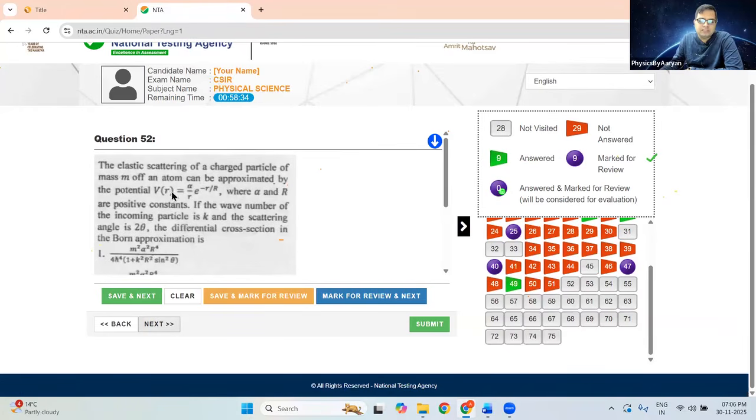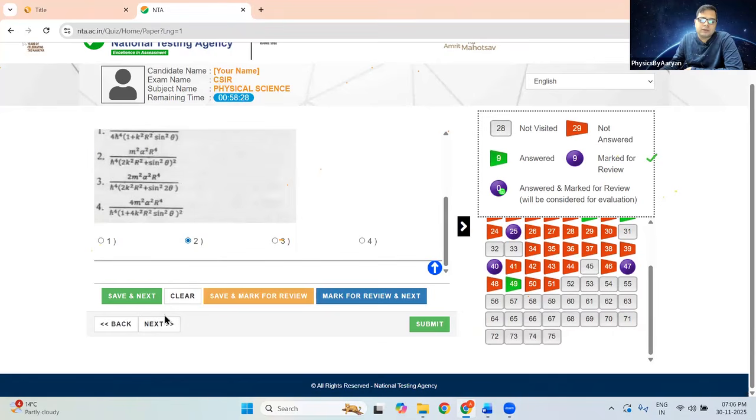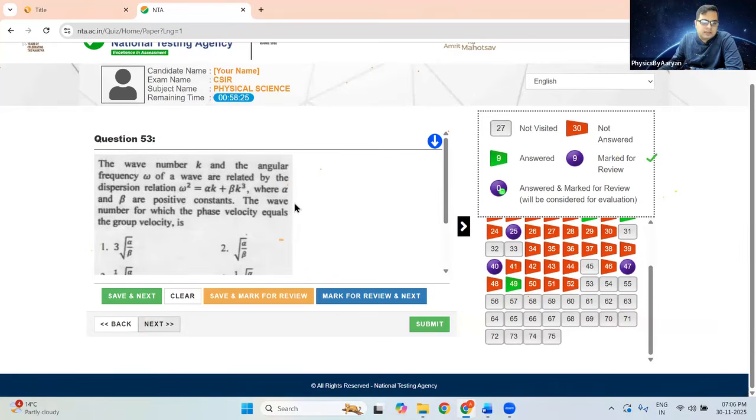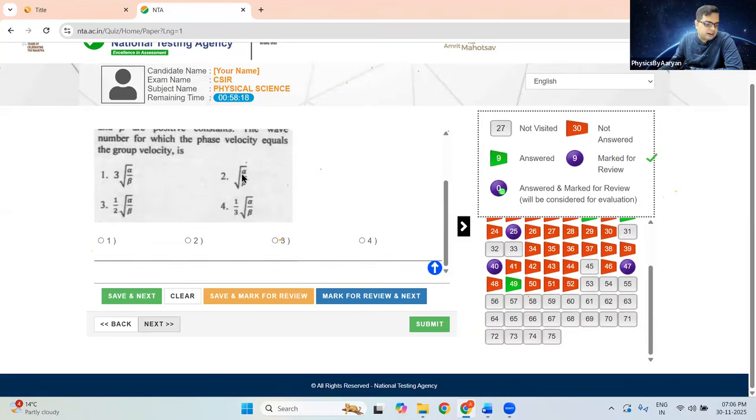Born approximation, potential is given, cross section is asked, I know the formula, I will apply the formula and try to get the answer. I get some answer, move on. Okay, omega is given, phase velocity is given, omega by k I need to find. Very simple, omega by k I will find, right?